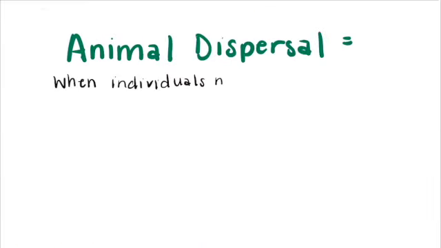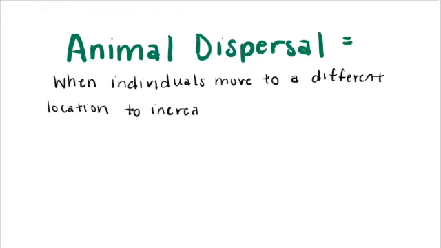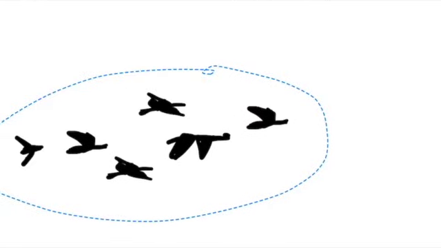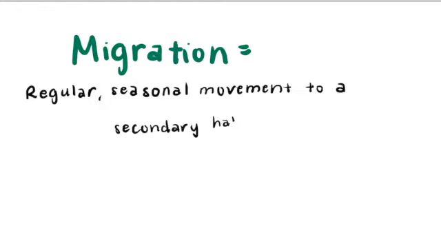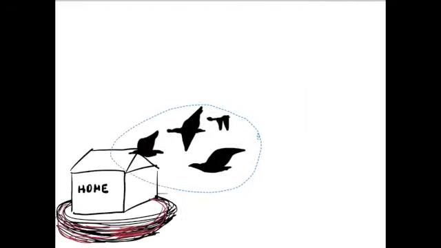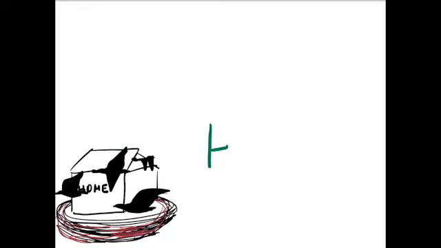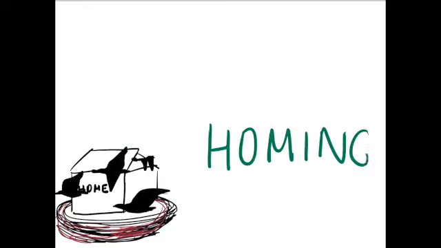Animal dispersal is when individuals move to a different location from which they were born to increase their survivability and fitness. Animals may also migrate, which is the regular, seasonal movement of the majority of the population to a secondary habitat. Additionally, animals need to be able to return to their home territory after leaving it, which is termed homing.